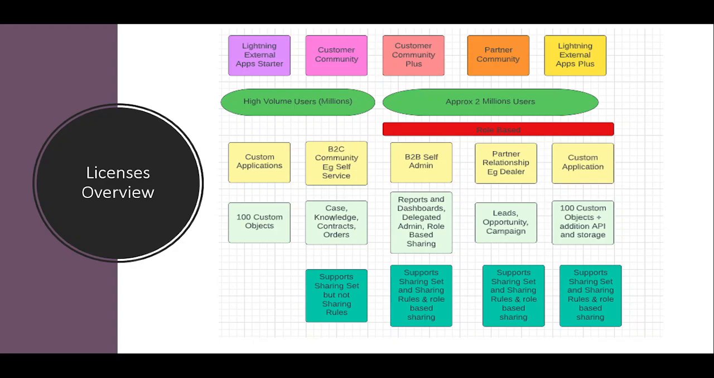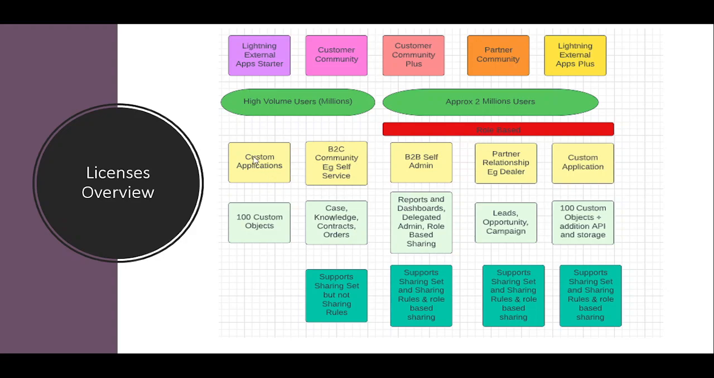Again, a license overview. I'm going more into licenses because this will give you more and more information, and it will help you identify which license is best suited for your need. So: Lightning external app starter, customer community plus, partner, Lightning external app plus. As I said, high volume users are customer community and Lightning external app starter. And I told you the logic: whenever a role is involved, they are low volume users, and when a role is not involved, they are high volume. So customer community plus, partner community, and external app plus are role based.